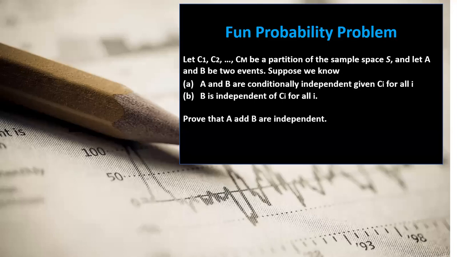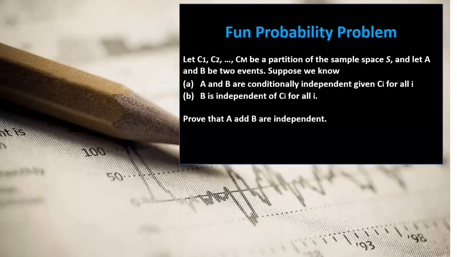Let's take a look at what type of fun probability problem we are solving today. Let's assume C1, C2, all the way to Cm is a partition of the sample space S, and let's assume A and B are two events in this sample space. So also we have two conditions.